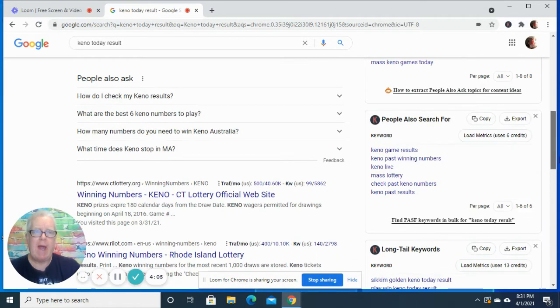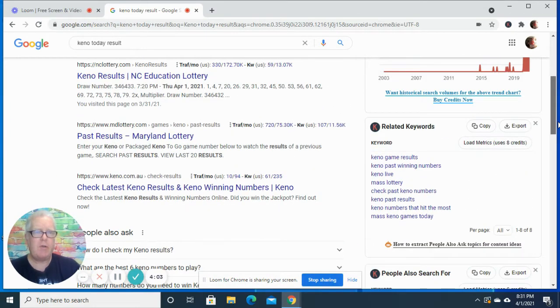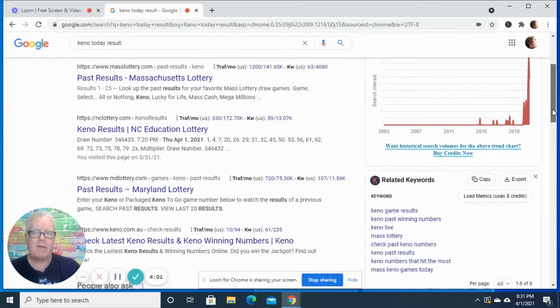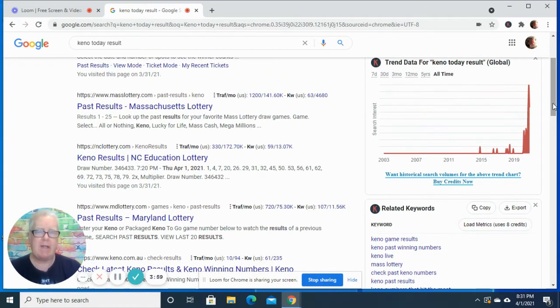Now, the reason that I show you this is because part of this strategy is going to be getting previous numbers from draws in other states. But what we got to do is basically do our research first. So, in order to do our research, let's go back.